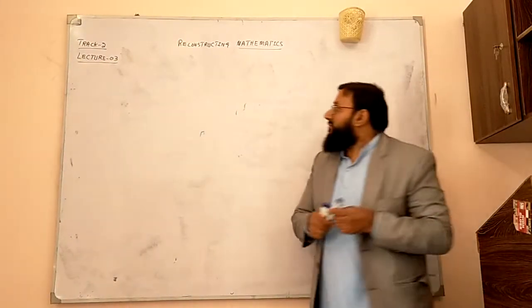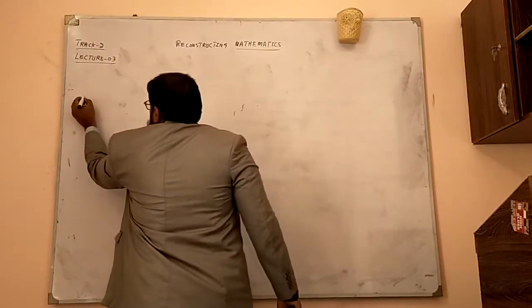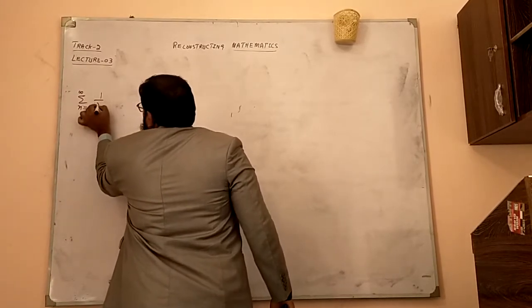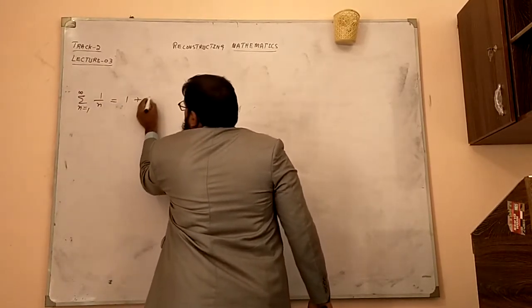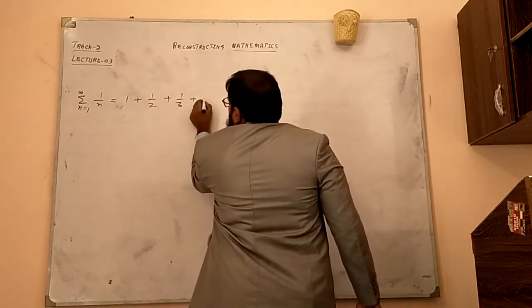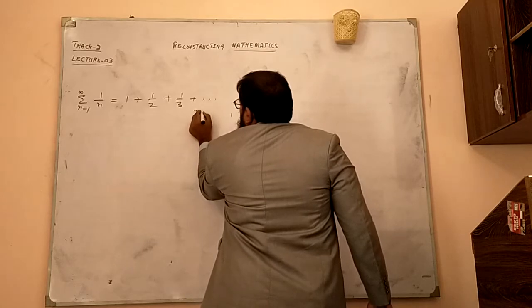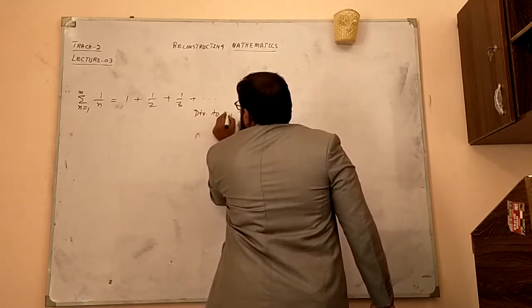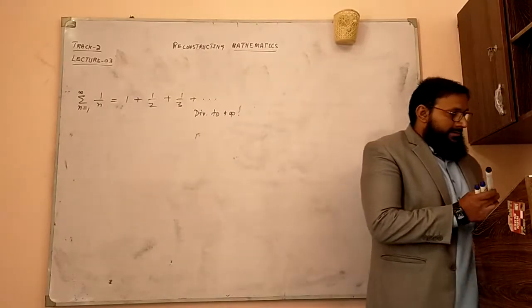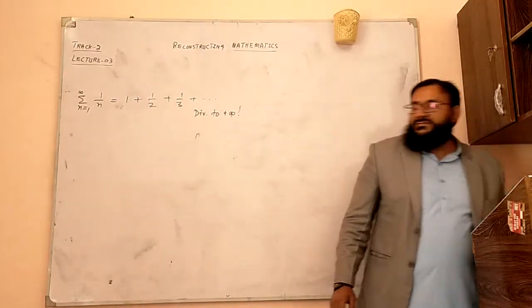So, the harmonic series we know very well. This is 1 plus 1 over 2 plus 1 over 3 and so on. This diverges to positive infinity. So this thing we know very well.